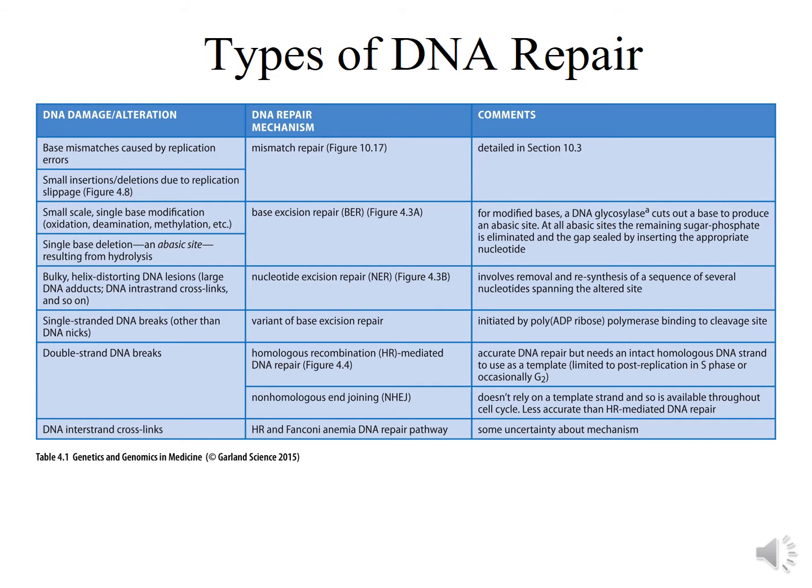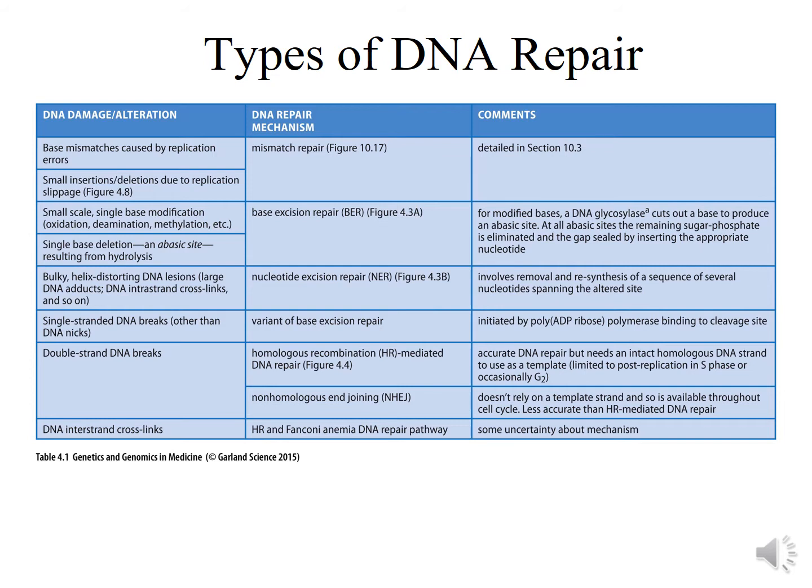With respect to the modification of bases, we can have small-scale single-base modification such as oxidation, deamination, and methylation, and these are repaired using the base excision repair pathway. This would also be true for a single base deletion or an abasic site that's generated via hydrolysis, and this too would be repaired by the base excision repair pathway.